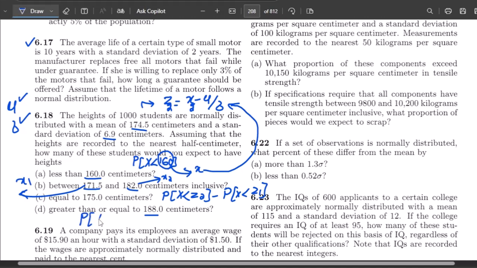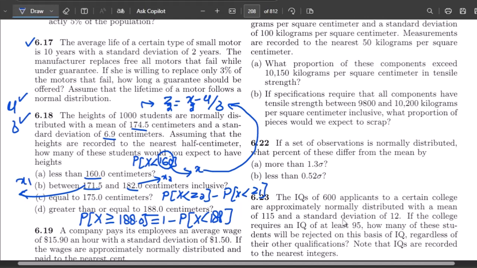Similarly here, you have to convert the value for x greater than or equal to 188.0 centimeters. It is the probability that x is greater than or equal to 188.0 centimeters. We cannot find it directly because the z distribution table is in the form that x should be less than the value. So it would be 1 minus the probability that x is less than 188. This 188 will be converted to z, and then by employing the z distribution table we will find the solution. So this is all about question 6.18.